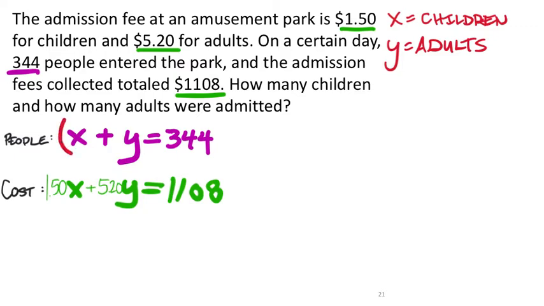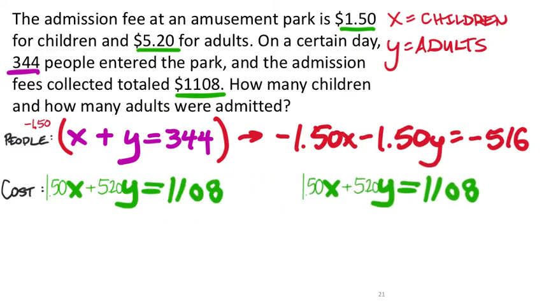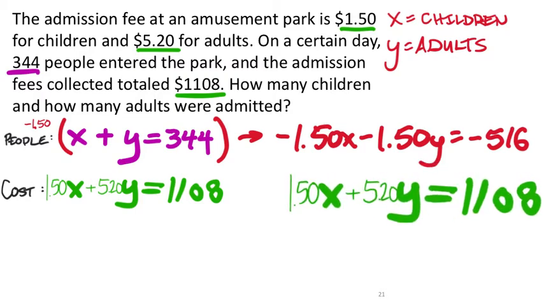Okay, so I'm going to multiply here my purple equation by a negative 1.50. Okay, so this will give me a new equation, negative 1.50x, and then negative 1.50y, and then a negative 1.50 times 344, let's see. In my calculator, I got negative 516. So that's that new equation. Now, the green equation is still fine.